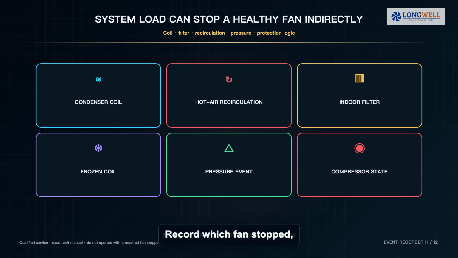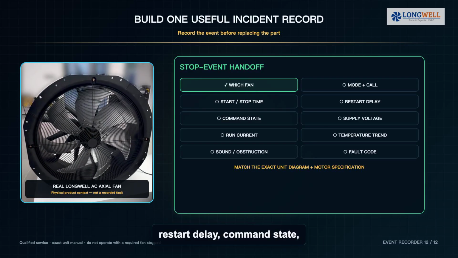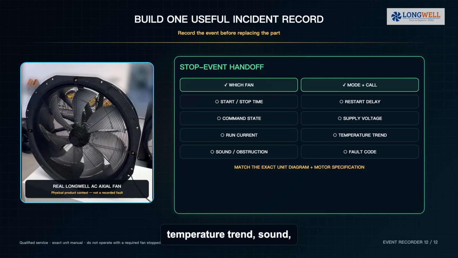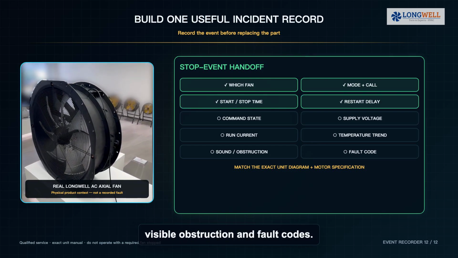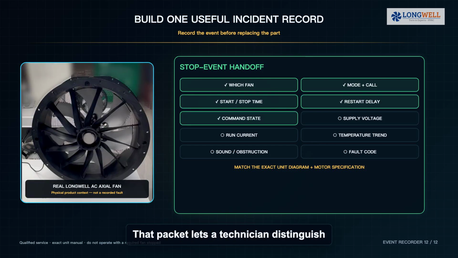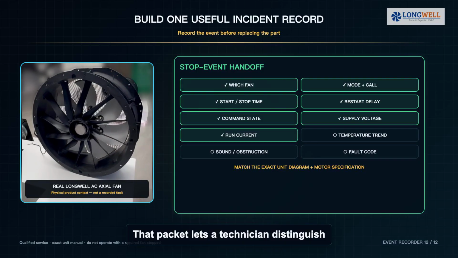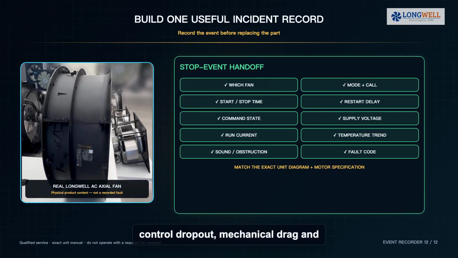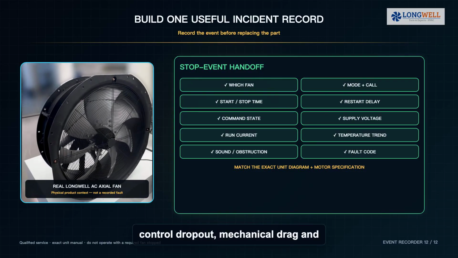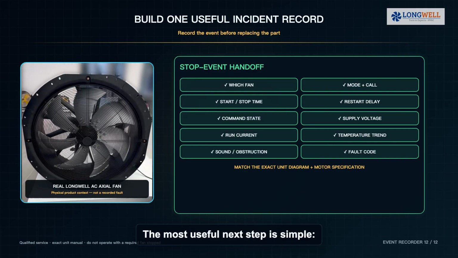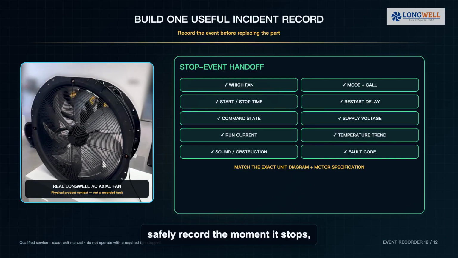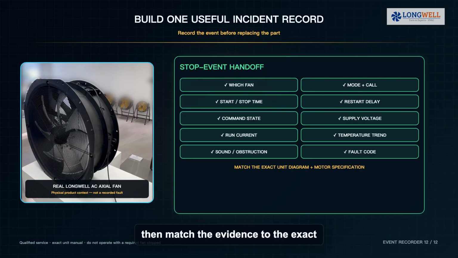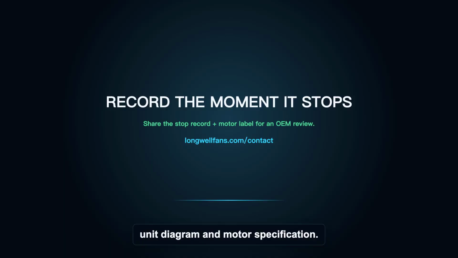Record which fan stopped, operating mode, start and stop times, restart delay, command state, supply voltage, current, temperature trend, sound, visible obstruction and fault codes. That packet lets a technician distinguish thermal cycling, a motor-specific capacitor issue, power interruption, control dropout, mechanical drag, and system protection. The most useful next step is simple: safely record the moment it stops, then match the evidence to the exact unit diagram and motor specification.